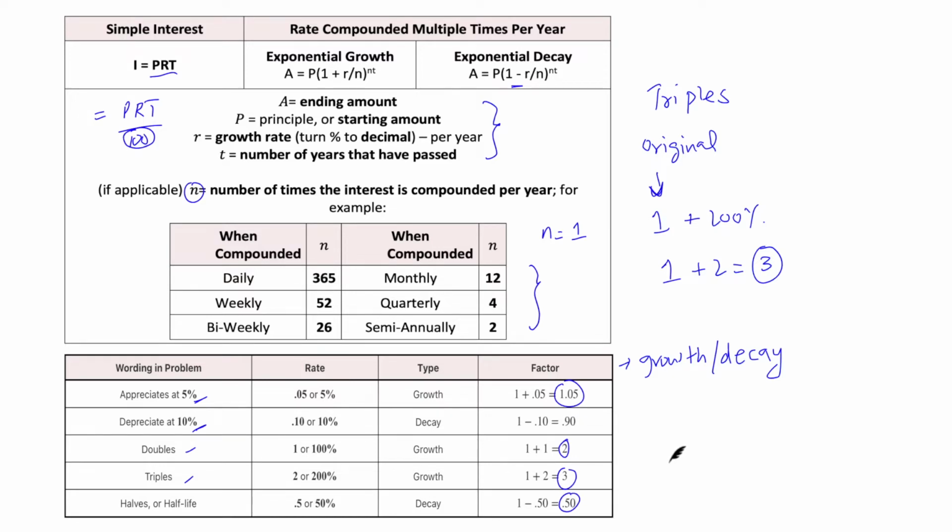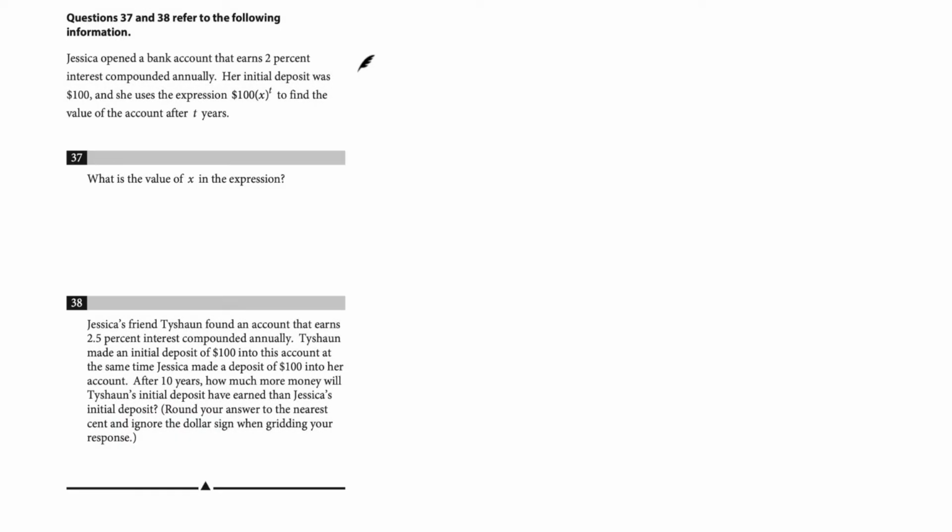Now let's have a look at a couple of past paper questions. Questions 37 and 38 refer to the following information. Jessica opened a bank account that earns 2% interest compounded annually. Her initial deposit was $100 and she uses the expression 100 into x raised to power t to find the value of the account after t years. What is the value of x in the expression?